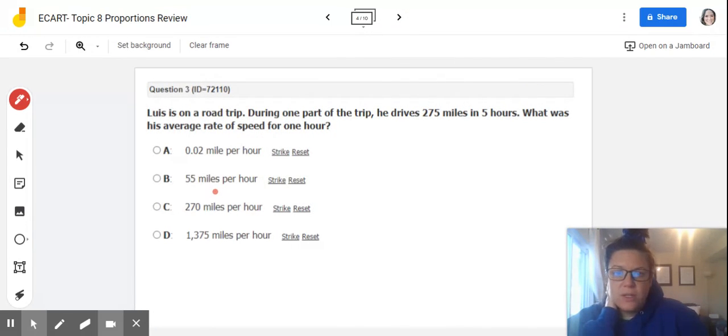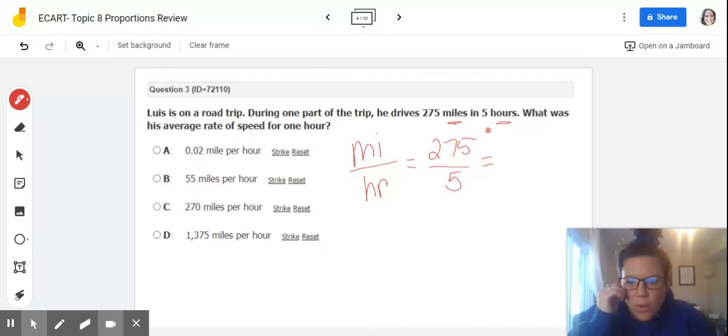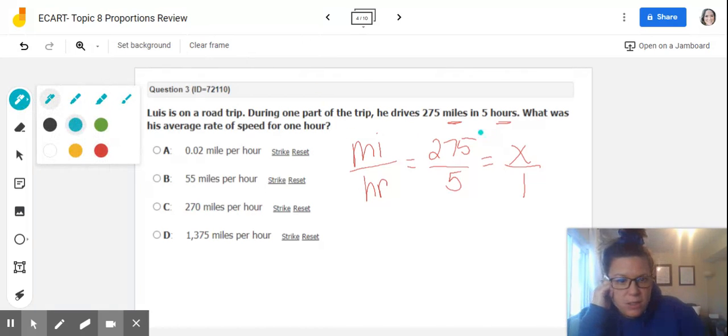Question 3, Lewis is on a field trip. During one part of the trip, he drives 275 miles in 5 hours. So my word ratio is miles to hours. 275 to 5 hours equals, what was his average rate of speed for 1 hour? So my 1 hour goes in the bottom, and I'm trying to find his average rate of speed. And then I'm going to cross multiply and solve my equation.